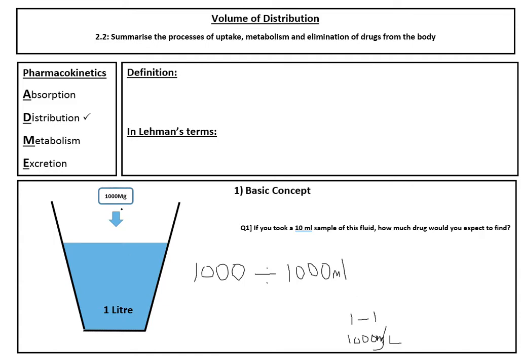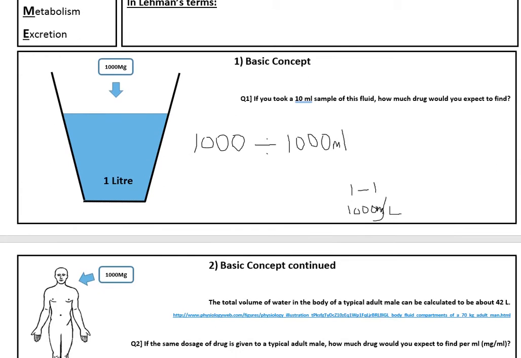So if we assume that this one compartment, this one cup of fluid, which contained 1 liter, and we got a tablet and we dropped it in there and it started to diffuse around the fluid, then we could expect to see that there would be 1 milligram of drug per 1 mil of fluid, or 1,000 milligrams per liter. Okay, simple so far.